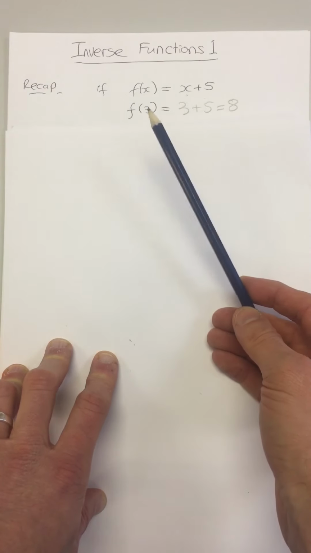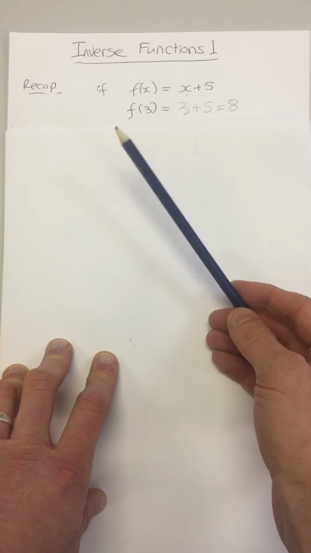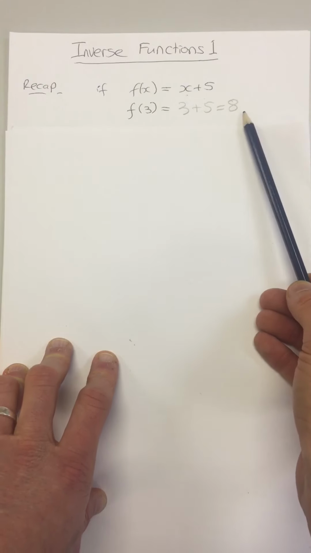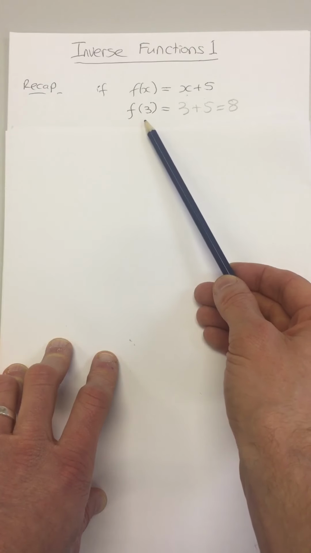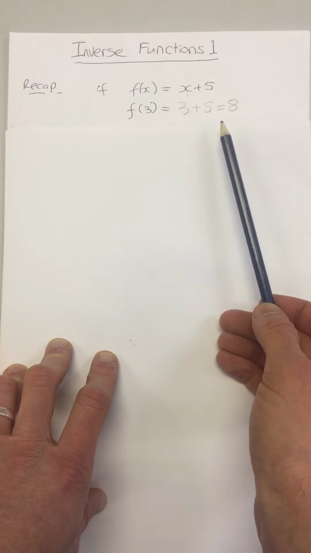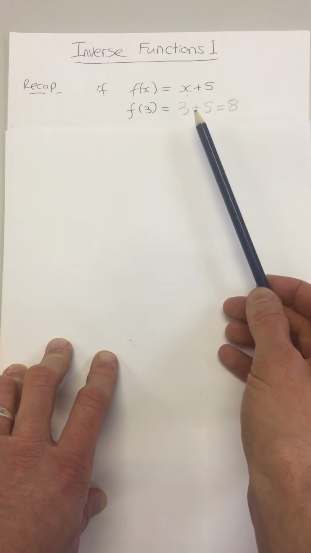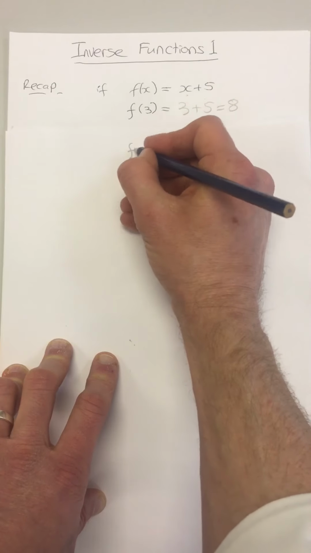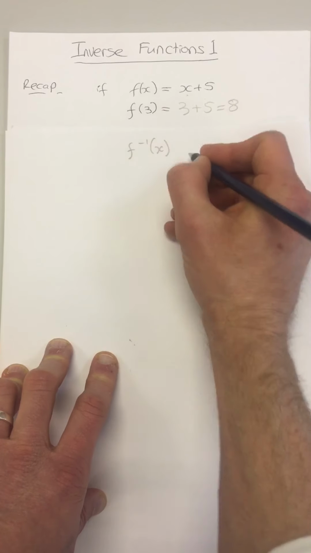Inverse functions is going the other way. So what would I have to do to 8 to get back to my original answer of 3? Now in this case, hopefully it's pretty obvious. You would just subtract 5. You do the opposite of this. The inverse function of x plus 5 is x minus 5.